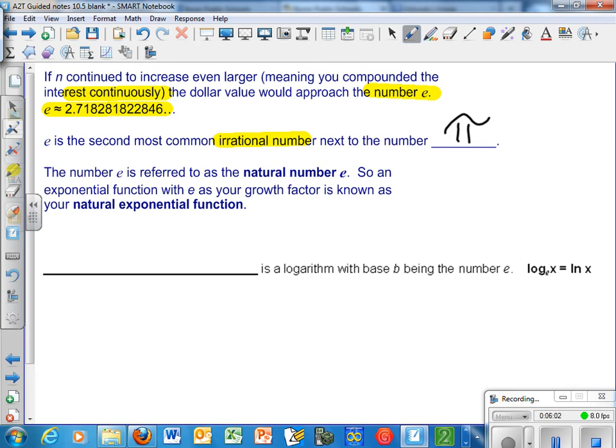The number e is called the natural number. So an exponent function with e as your growth factor is known as a natural exponent function. Anything where we're dealing with base e is the natural exponent function. Now, there is a logarithm with base b being the number e. So in other words, e is going to be the base.